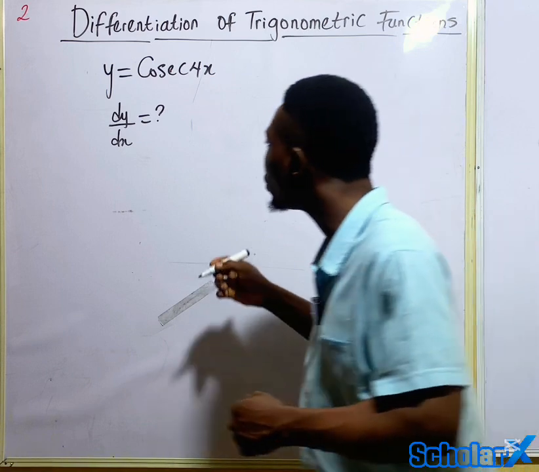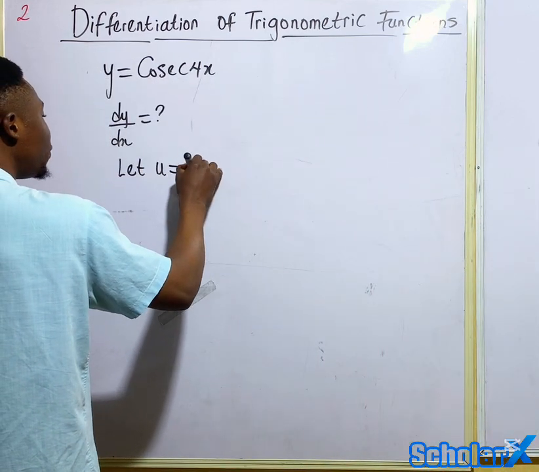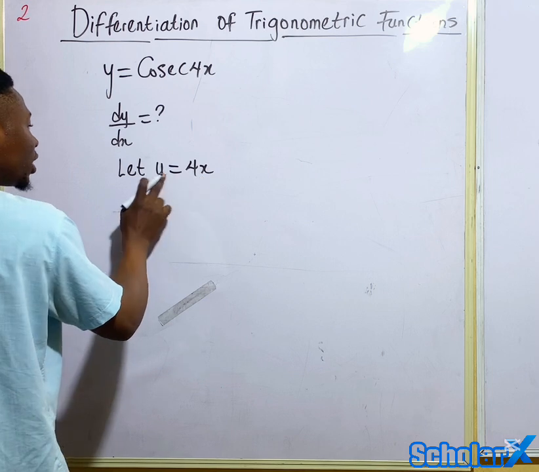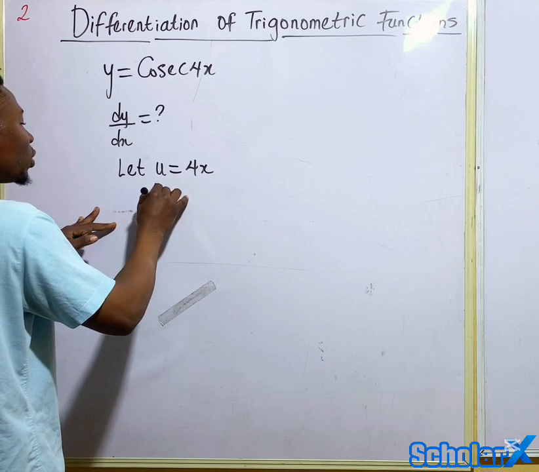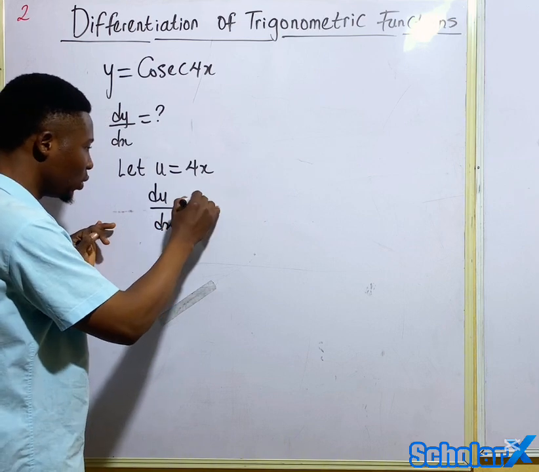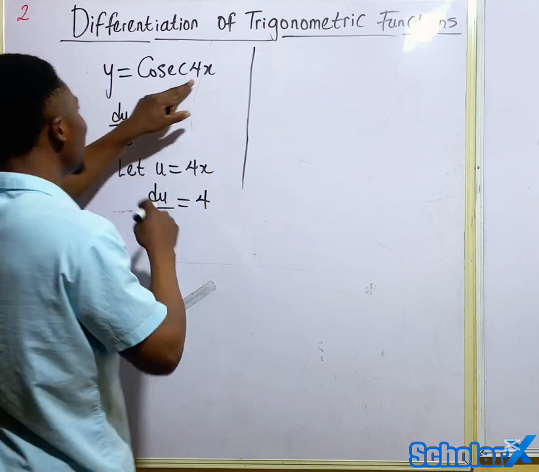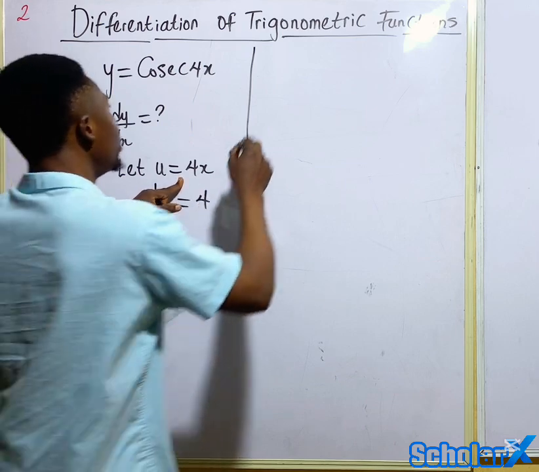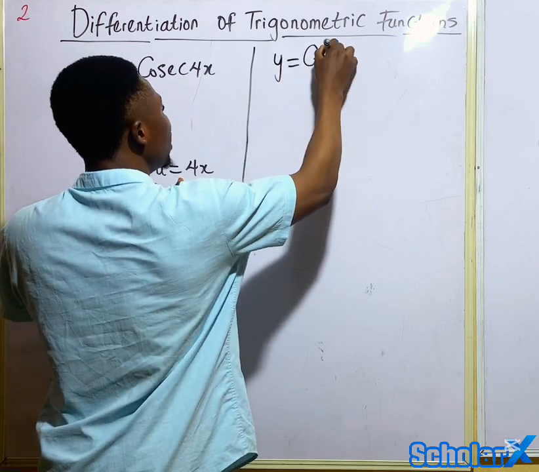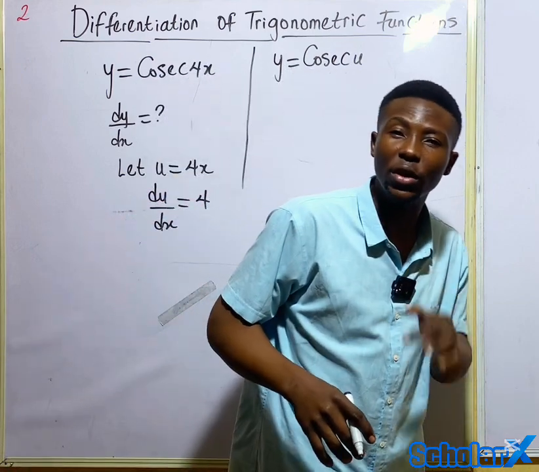So you make a substitution. You say, let u be equal to 4x. And then you differentiate this u with respect to x. So you're going to have du/dx is equal to, you differentiate 4x, you're going to have 4. Now, you said let 4x be u. So it means that your y now becomes cosec u. Alright? It becomes cosec u.